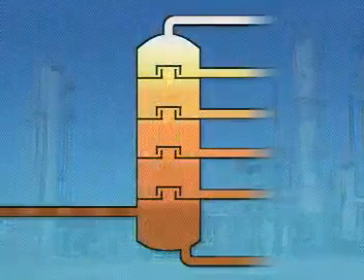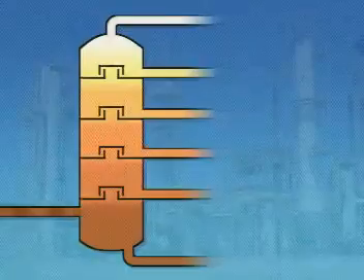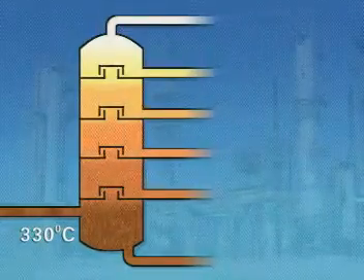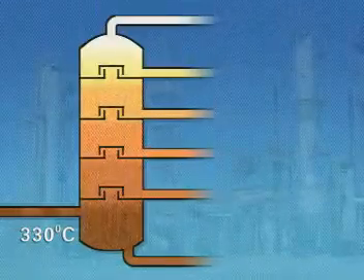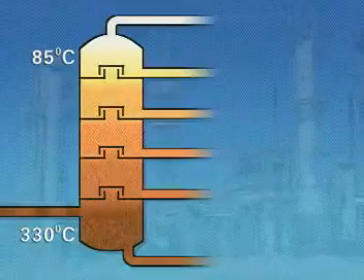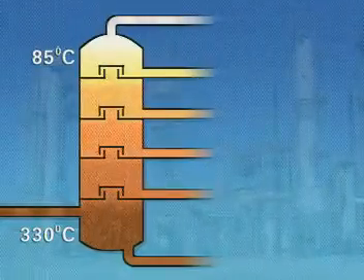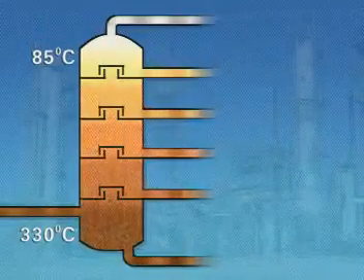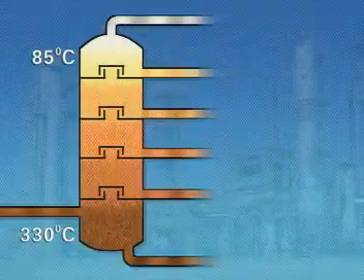The hot oil enters near the bottom, at a temperature of 330 degrees Celsius. The column becomes cooler towards the top. Fractions which remain as vapour at 85 degrees Celsius go straight to the top and are piped away. Different hydrocarbons condense at different temperatures, running off at various levels.